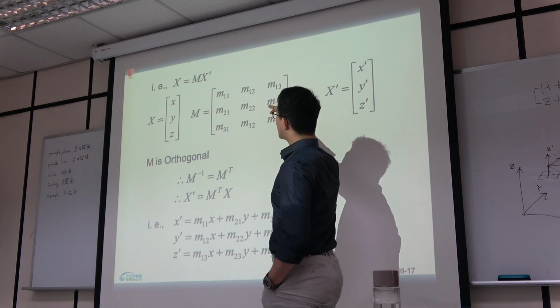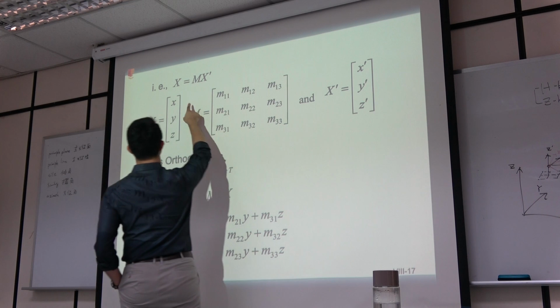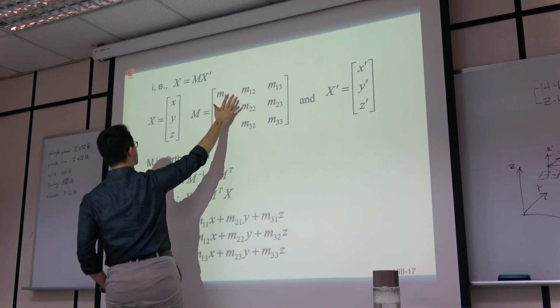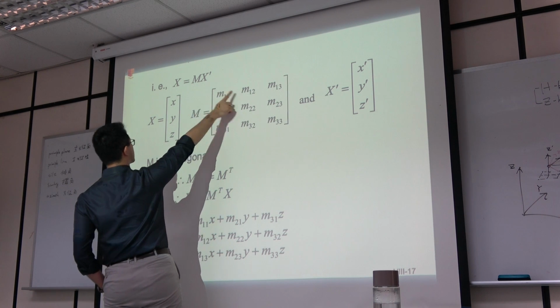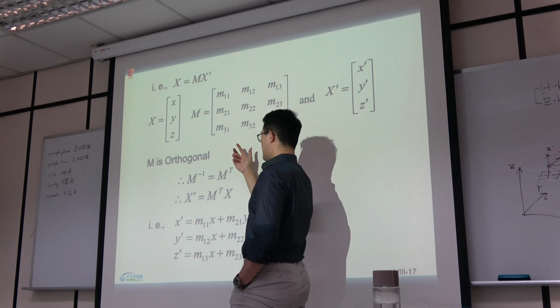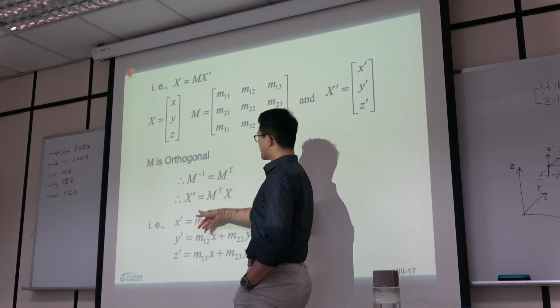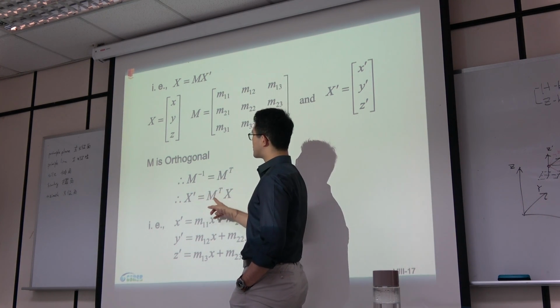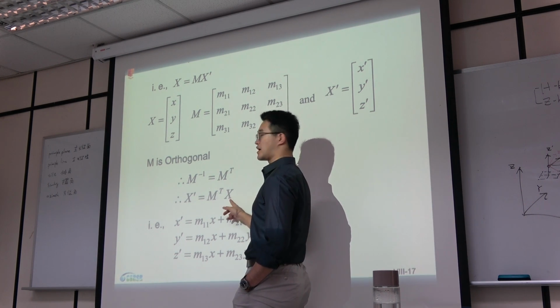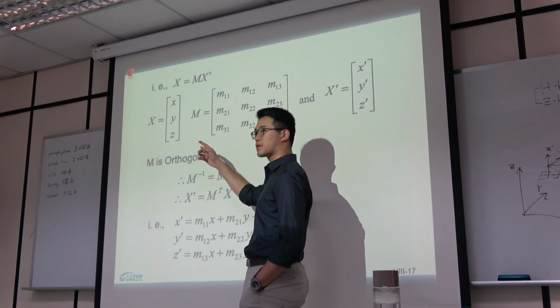As you can see earlier, the equation that we get is x, y, z equals the rotation matrix multiplied by x prime, y prime, and z prime. And in this case, if we want to go the other way, for example, x prime, y prime, z prime equals M transpose multiplied by x, y, z. Okay, so just like that, because it's an orthogonal matrix.